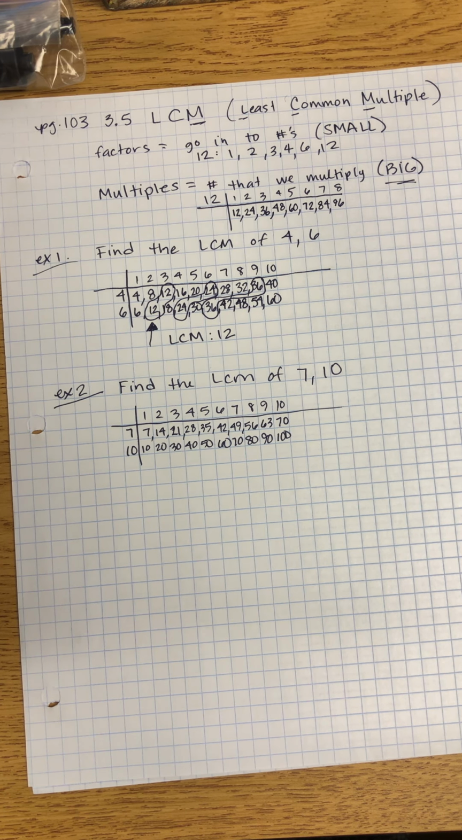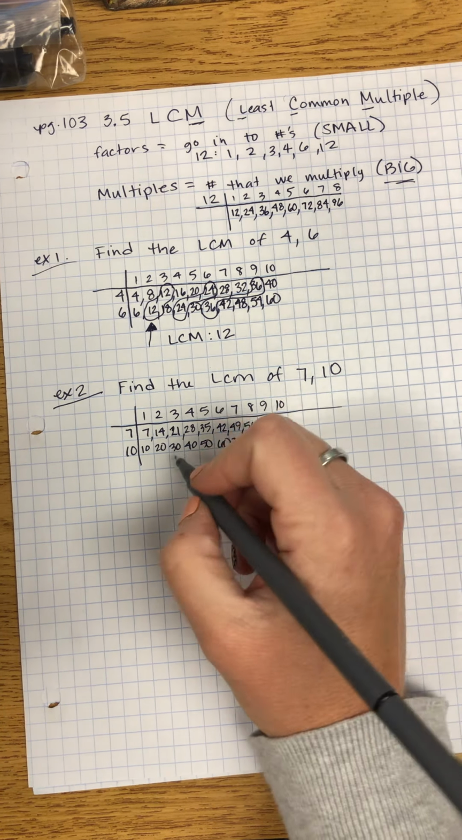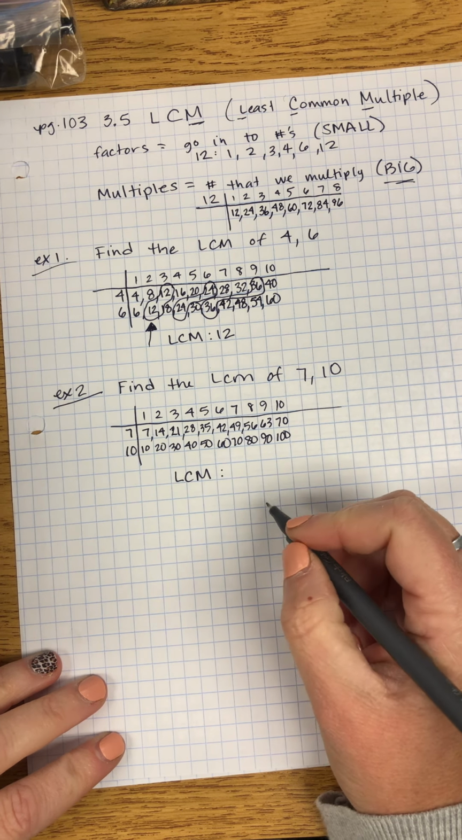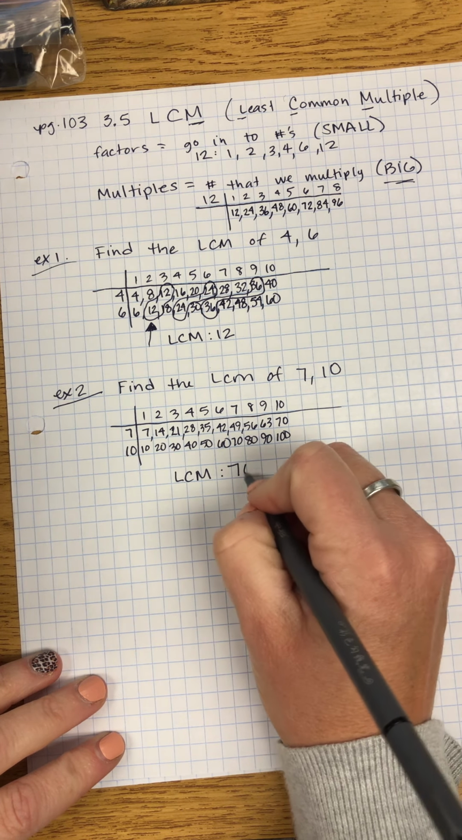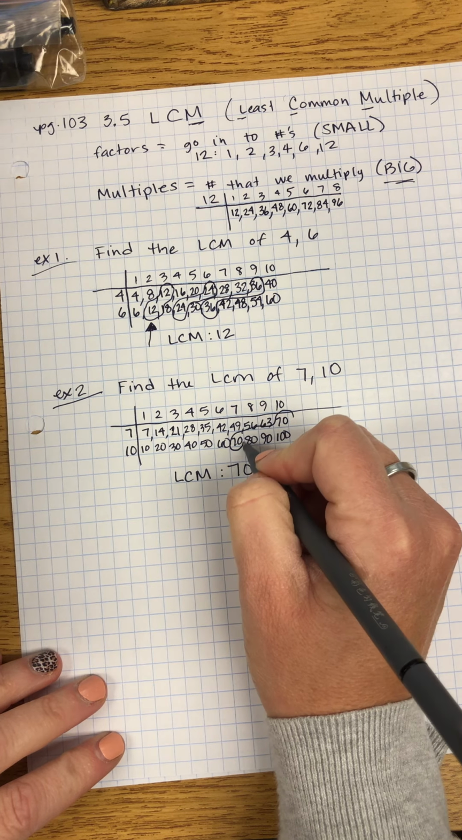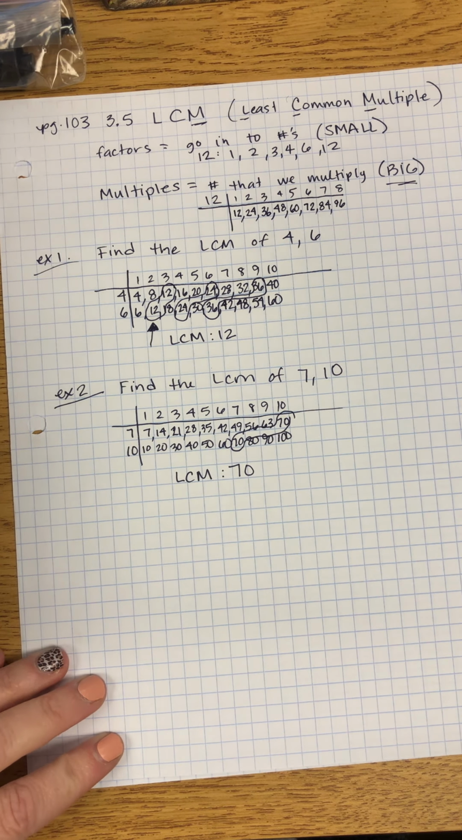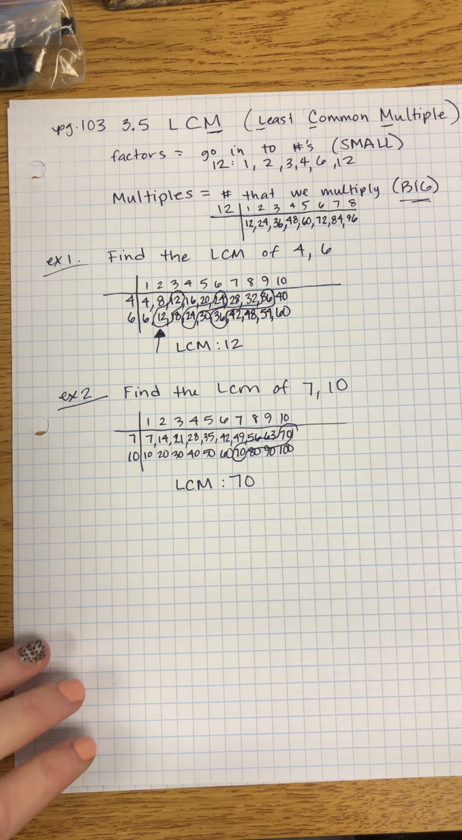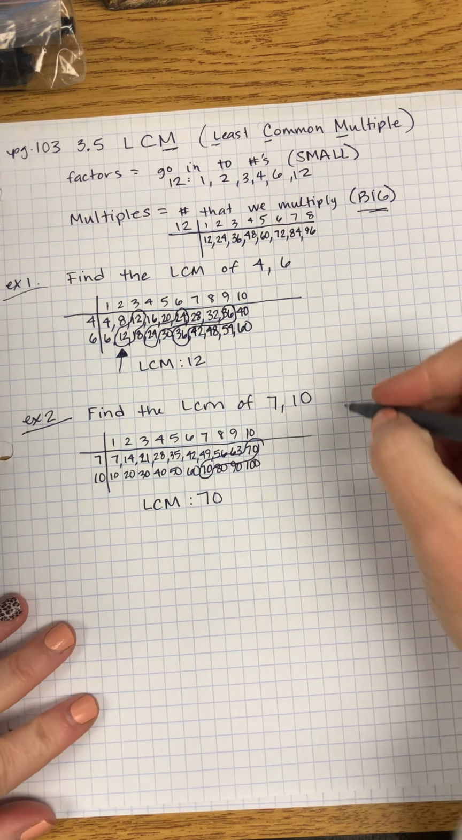Did we get this one? What'd you find? The least common multiple. It is 70. Okay? How do we feel about this? Great. Go ahead and take out your whiteboards now. And we will try one more.